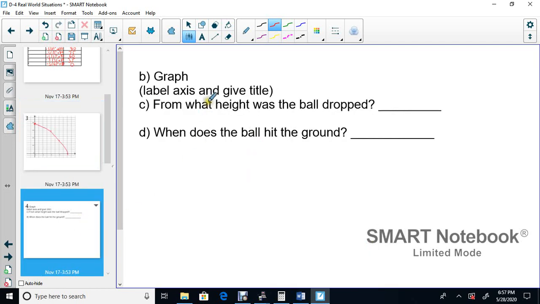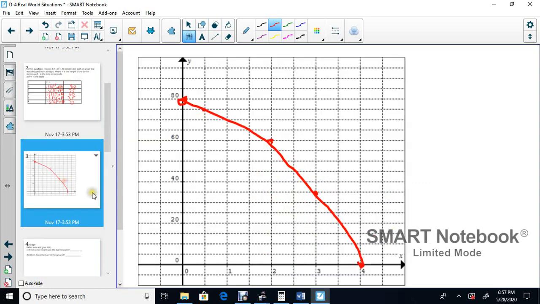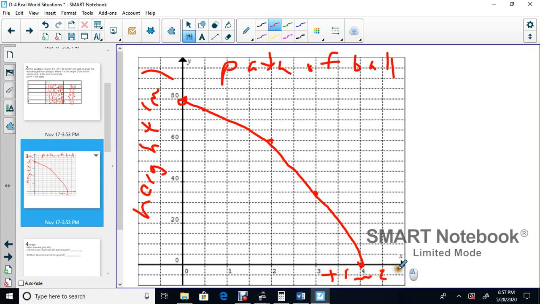Okay, let's see what else we have to do. Graph. Label the axis and titles. Okay, let's take a look. The quadratic models the path of a ball. So here at the top, path of ball. Okay, over here I believe is the height in meters. And here's the time in seconds. Now, I was very nice. I gave you the graph so you don't have to actually, you can print the 2-page worksheet and the graphs are ready for you. And hopefully all the graphs will fit on the ones I gave.